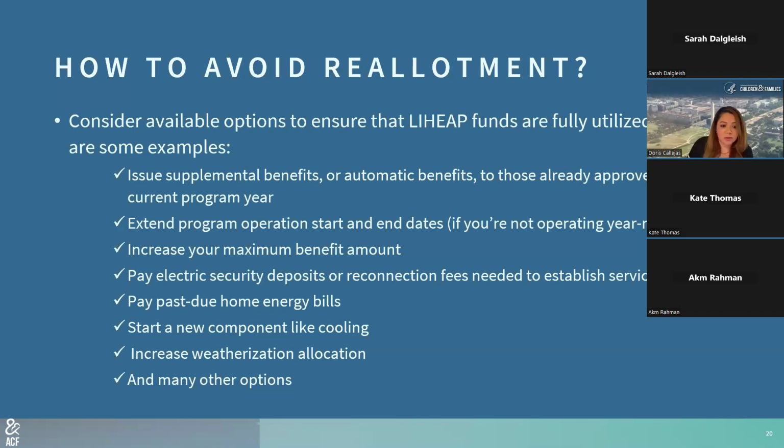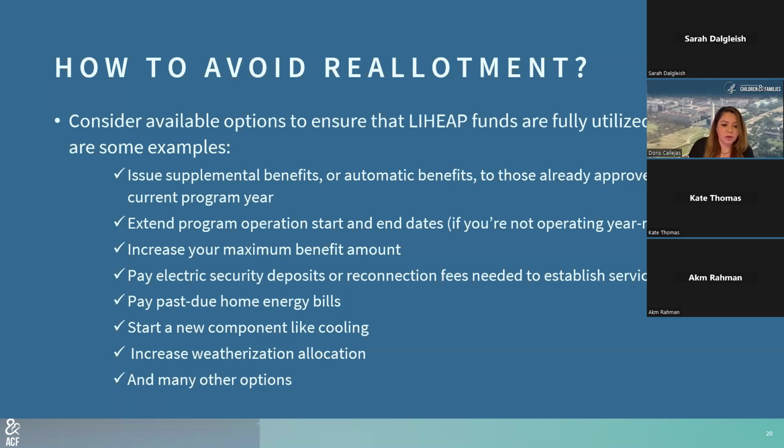You can issue supplemental benefits or automatic benefits to those already approved in the current fiscal year. You can extend program operation start and end date if you're not operating a year-round program. You can increase your maximum benefit amount, like Kate stated earlier. You can pay electric security deposits or reconnection fees. You can pay past due home energy bills. You can start a new component like a cooling program or a weatherization program.